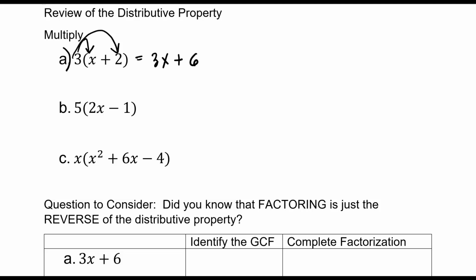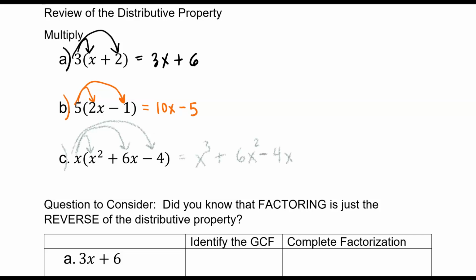Moving on, we have 5 times 2x minus 1. So 5 times 2x is 10x, and 5 times negative 1 is negative 5. That's why we put minus 5. And then for C, we have x times x squared plus 6x minus 4. Now we're multiplying x times 3 different terms, starting with x squared. So that'll be x cubed, and then x times 6x would be 6x squared, and x times negative 4 would be negative 4x.